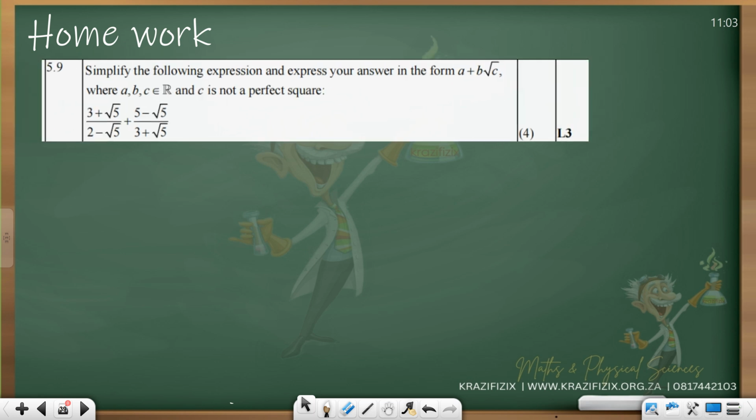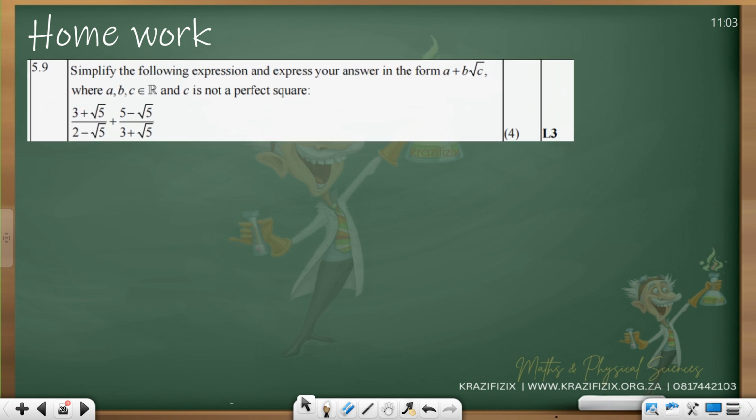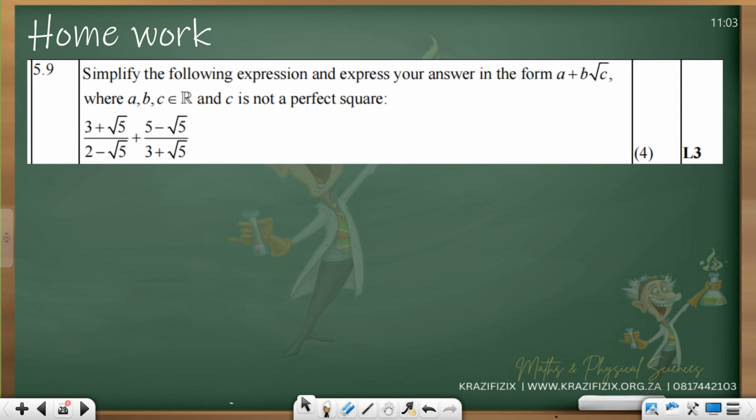Simplify the following expressions and express your answer in the form of a plus b root c, where a, b, c are real numbers and c is not a perfect square. Let's see what they mean. Beautiful question here. We did thirds, so if you are not sure, please go back and deal with thirds. There are so many ways of doing this. Either I deal with it using fractions, or let's just pick one of the ways. There are about 3 ways that I see already.